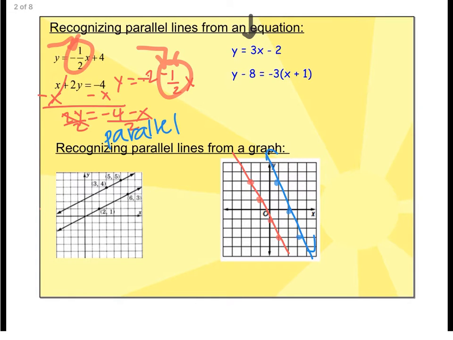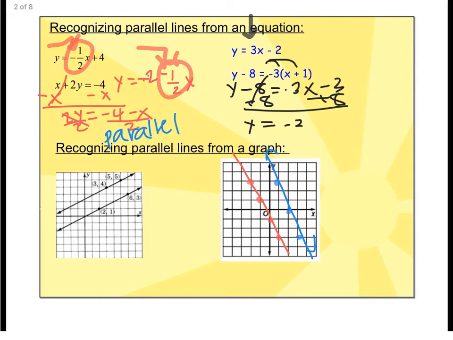I'm going to check my second one. I'm going to solve for my y again, because it's not by itself, so I'm going to distribute that. I get y minus 8 is equal to -3x minus 3, and I have to add 8 to both sides. So they're both in slope-intercept form now. I can see the second equation is y is equal to -3x plus 5. And I can see my slope now is -3. So one of the slopes is 3 and one is -3. They are not the same. So this fails. These are not parallel.